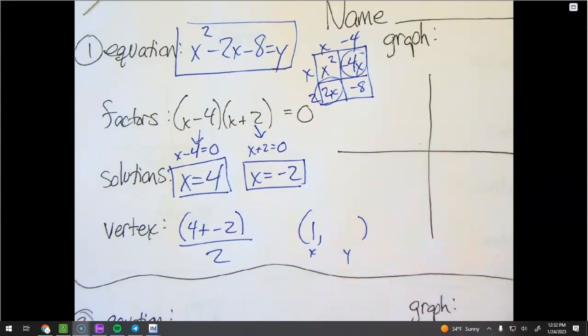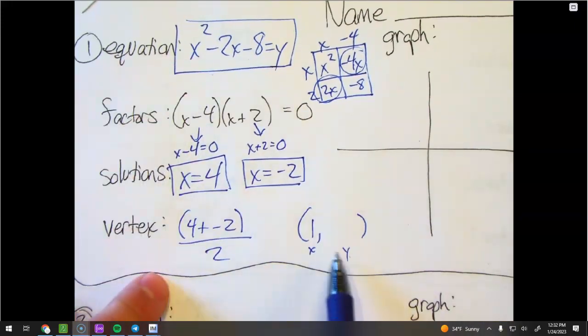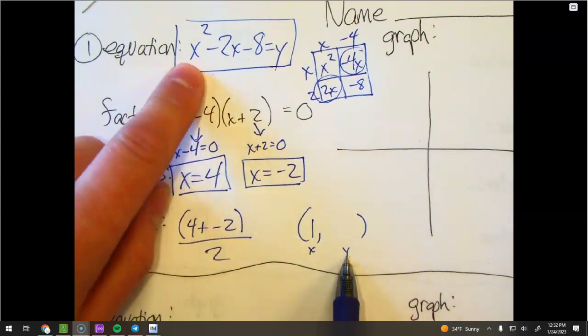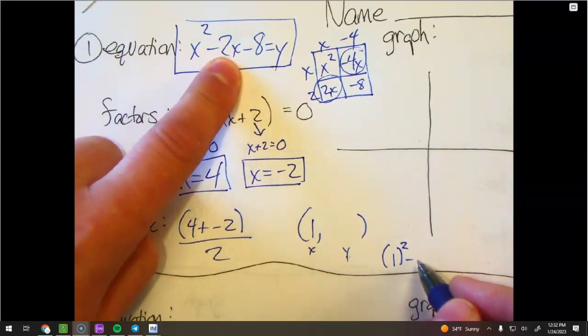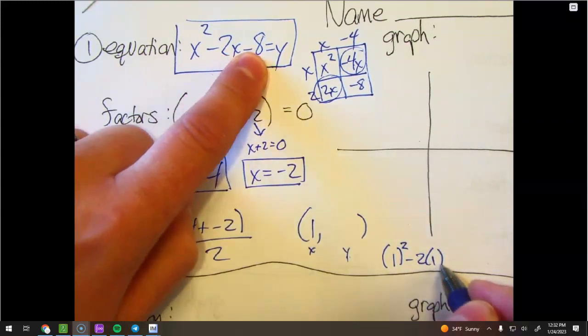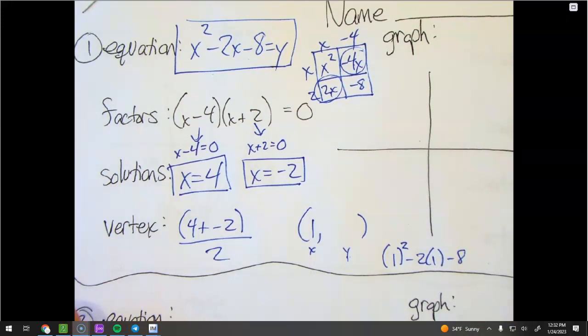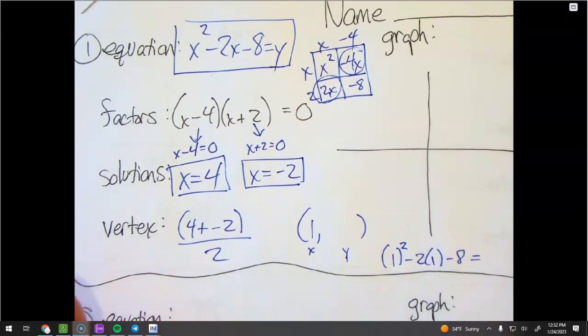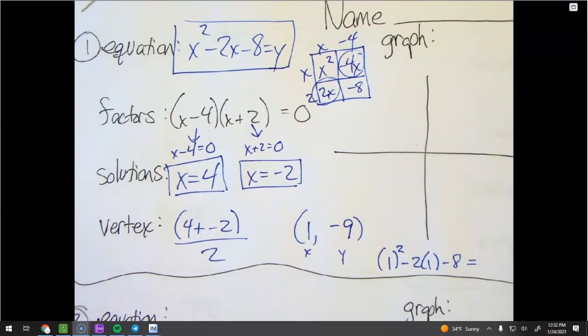Because that's how you find y down here. So when I want to know y, I'm going to look around. Well, where's y? Okay, y is right there. So now to find this y value, I plug 1 into the equation. So it's 1 squared minus 2 times 1 minus 8. So 1 minus 2 is negative 1. Negative 1 minus 8 is negative 9.